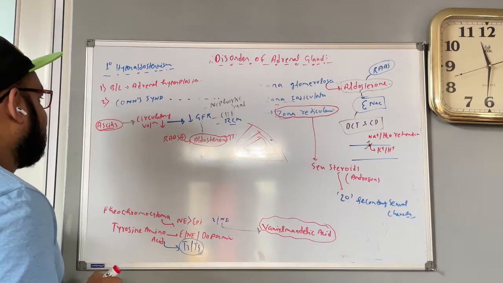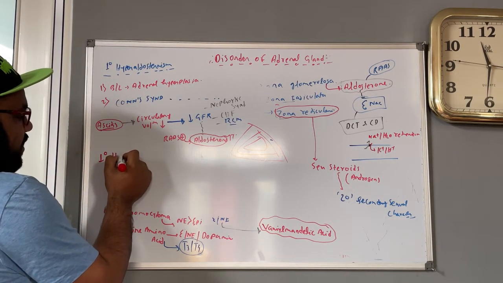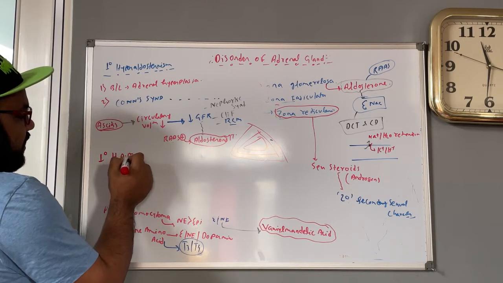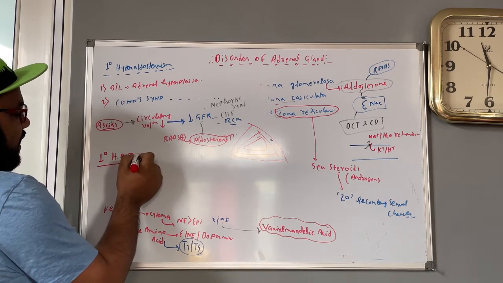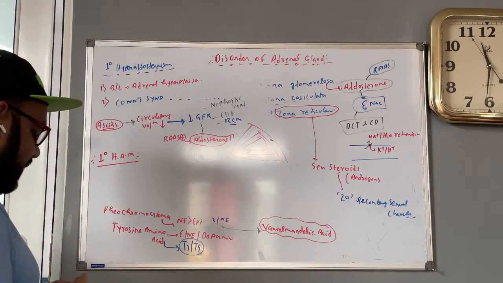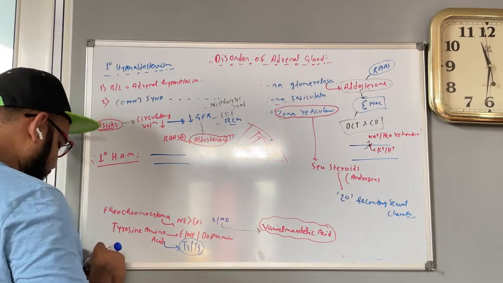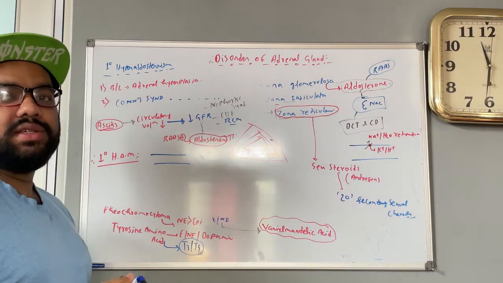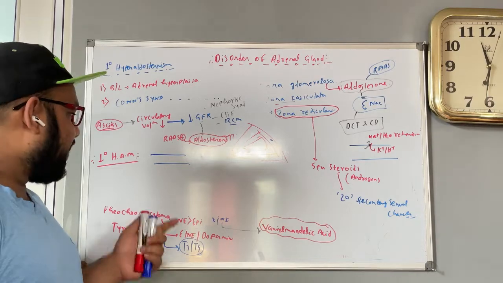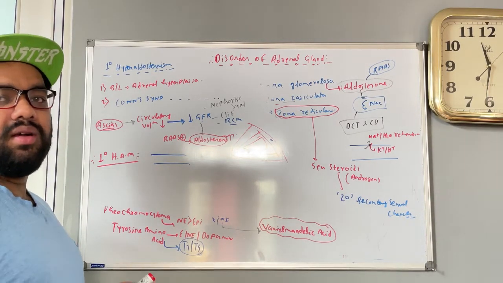Now see, as I said, in terms of primary hyperaldosteronism, I am writing hyperaldosteronism. For example, in this, okay, primary hyperaldosteronism. Now in these cases, I have already explained to you before that whenever a greater amount of aldosterone is secreted, it will activate the ENaC, the epithelial sodium channels, within the DCT or collecting duct.